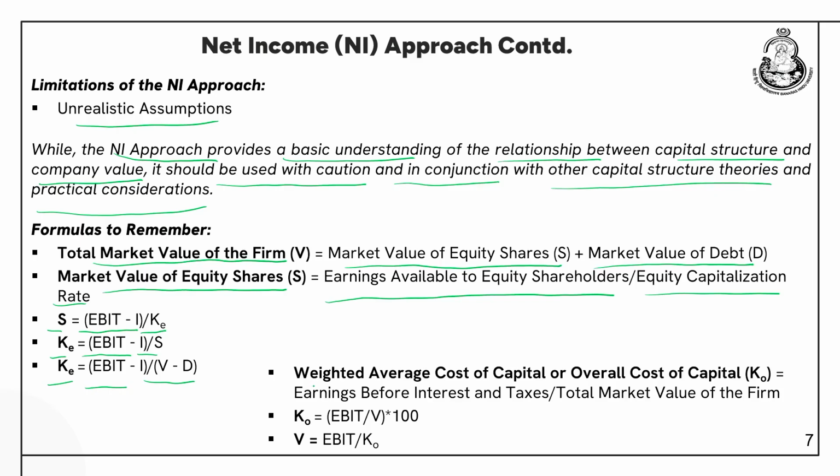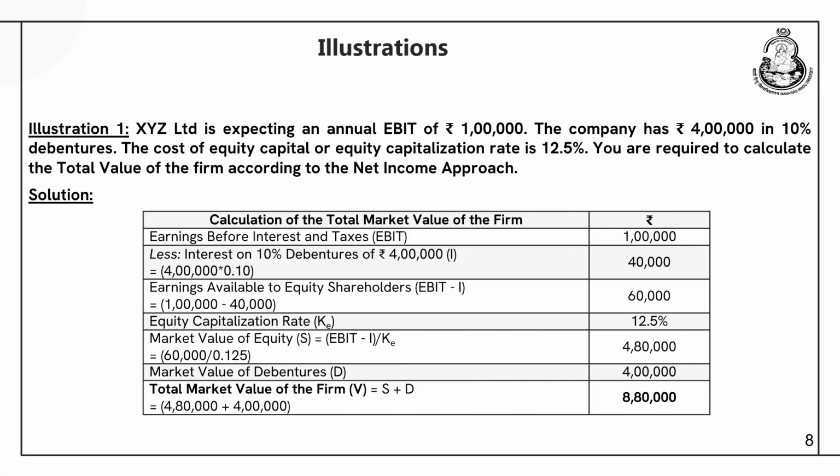Now, you can also calculate the weighted average cost of capital, also called the overall cost of capital, represented by KO. If you divide EBIT, that is earnings before interest and taxes, by the total market value of the firm, you get the weighted average cost of capital. So, KO equals EBIT by V into 100, or you can say V equals EBIT by KO, from the same formula, right. If we are comfortable with these formulas, now we can directly go to do some questions, right.